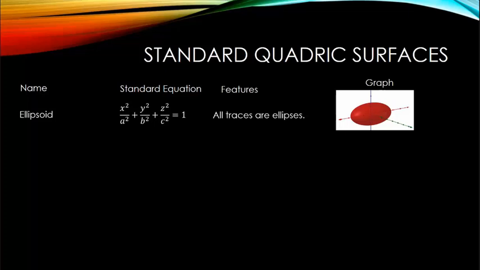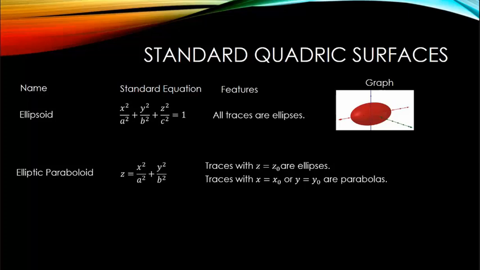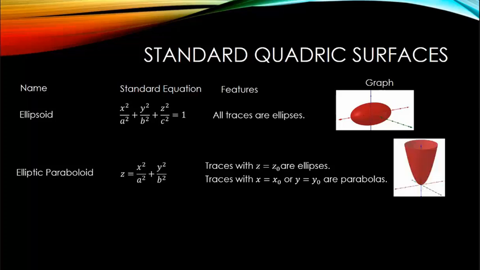You'll notice that the quadric surfaces that I'm working with will all be centered on the origin of my coordinate system. I might have an elliptic paraboloid. The standard form of this equation looks like z is equal to x squared over a squared plus y squared over b squared. Traces where z is equal to z naught are ellipses, and traces with x is equal to x naught and y is equal to y naught will be parabolas. The graph of this looks like the top of a wine flute.